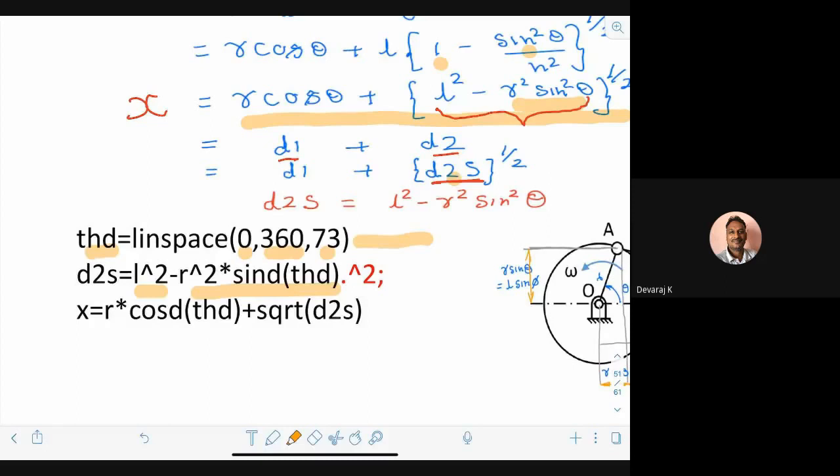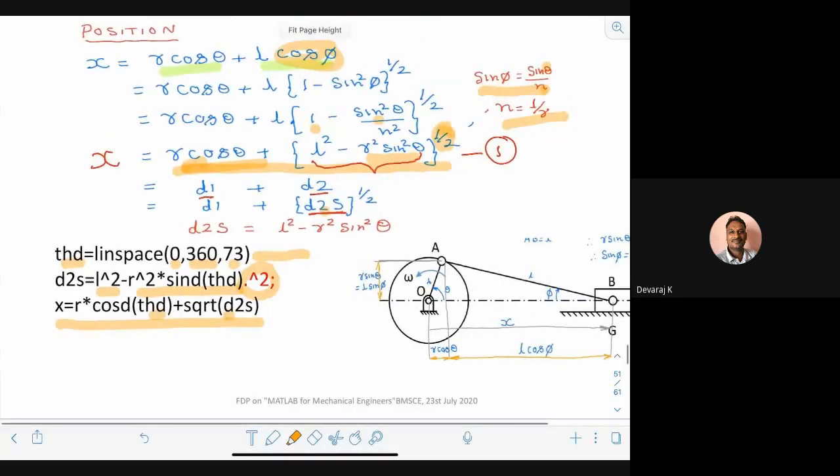Therefore, it's very important for you to use the dot operator, dot to the power of square. Anytime you have a vector with vector multiplication, division or exponentiation, remember the dot operator is a must for element by element operation. In my program, I have typed x is equal to R cos theta, with theta in degrees, plus the square root of d2s. So this will do it in the program.